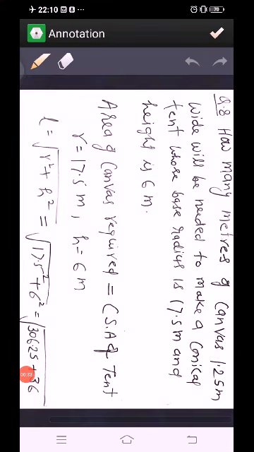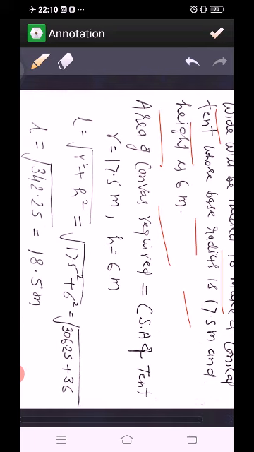Let us take question number 8. How many meters of canvas 1.25 meter wide will be needed to make a conical tent whose base radius is 17.5 meter and height is 6 meter? Area of canvas required. So how much canvas will be required? That will be curved surface area of tent. Whatever canvas is required, it will be equal to curved surface area of tent.